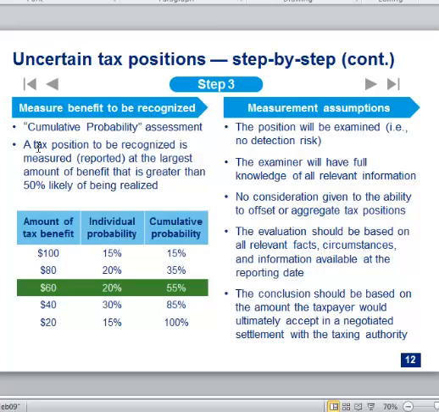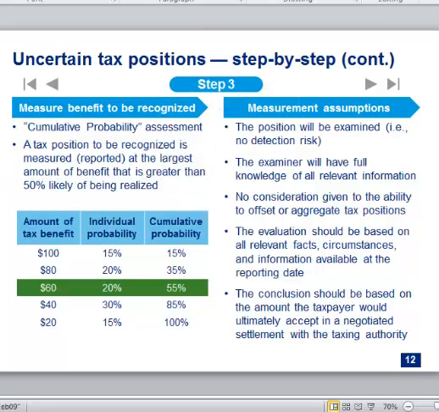So here's the way that FIN 48 is drafted, and this is really an interesting academic way of looking at things. Here's the rule: you book a benefit at the largest amount that is greater than 50% likely of being realized. And that is on a cumulative probability basis. Okay? And this is wild.